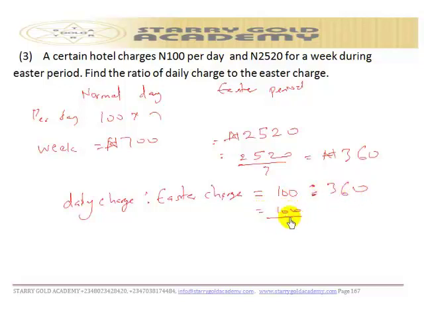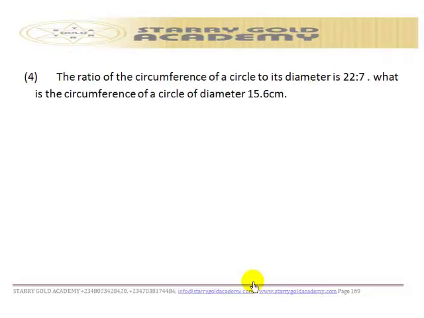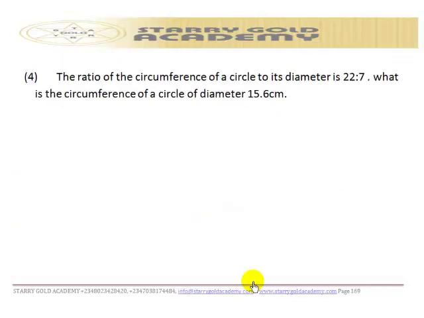So you have 100, 360. 5, 2 in 10, 5. I just did 0 cancel 0. 2 in 36, 18. So you have 5 ratio 18. Okay, 5 ratio 18 is the ratio of daily charge to the Easter charge. So it's as easy as that. Just comparison of quantities.